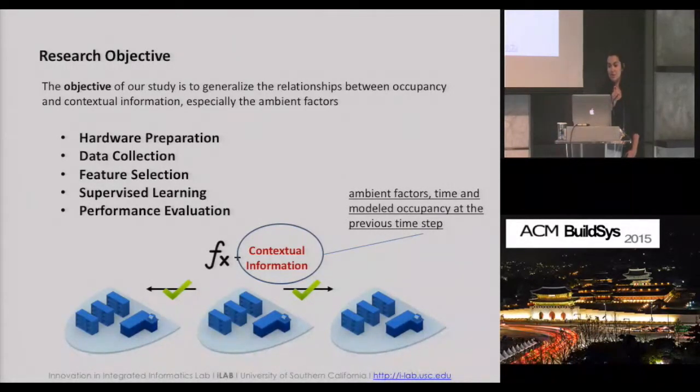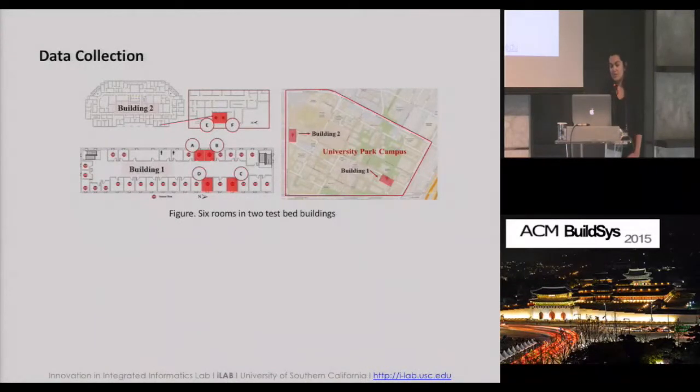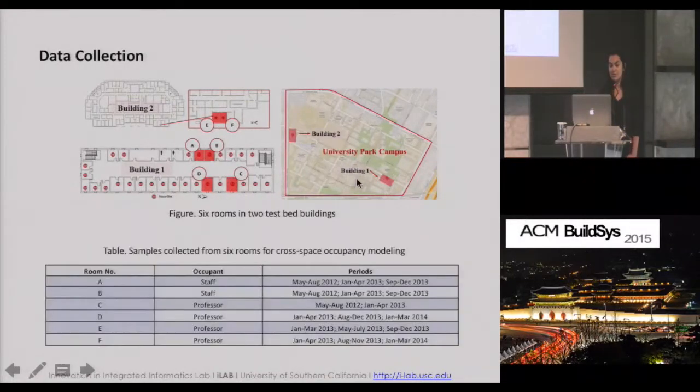So what I mean by that is ambient factors, time and model occupancy at the time of a previous step. To investigate this problem, we collected data from 6 rooms in 2 buildings at USC campus. 2 of these rooms were in one building, 4 of the rooms were in another building. As you can see, those are 2 different buildings across the campus.